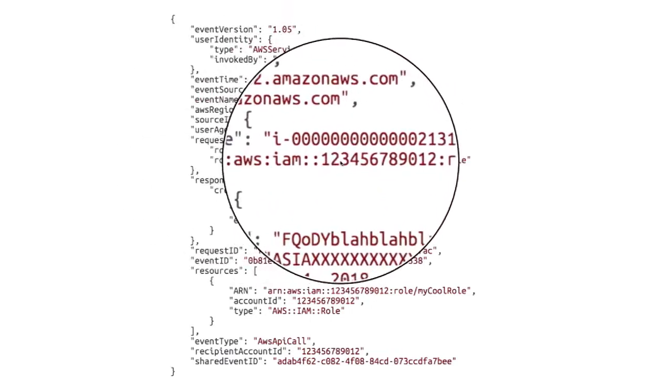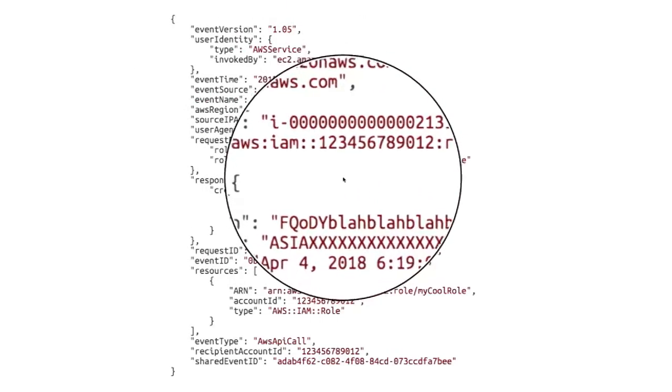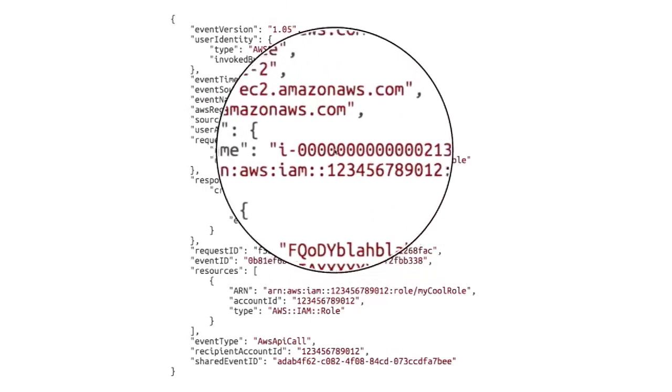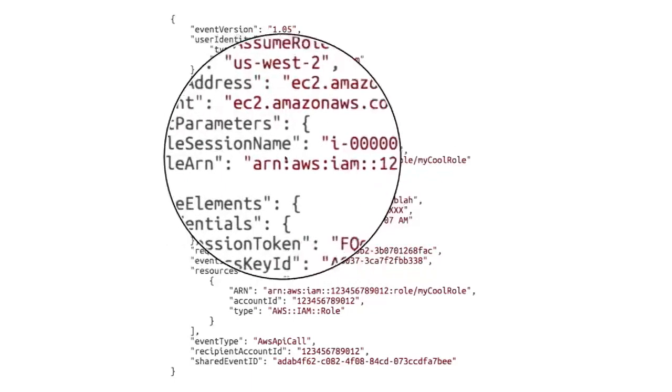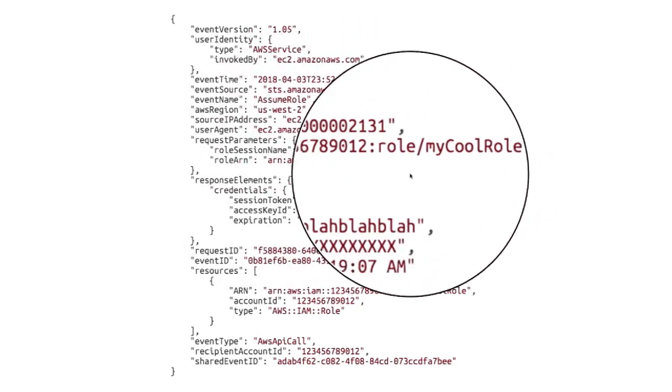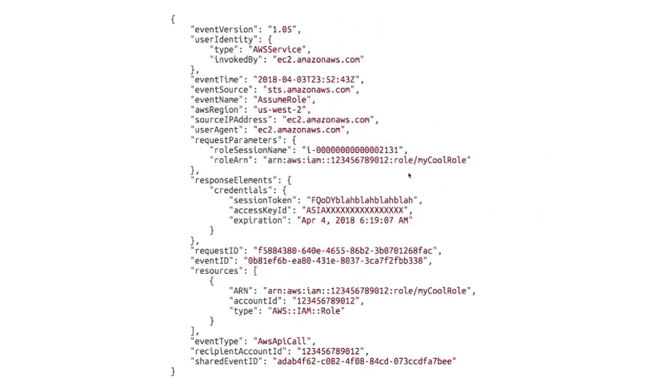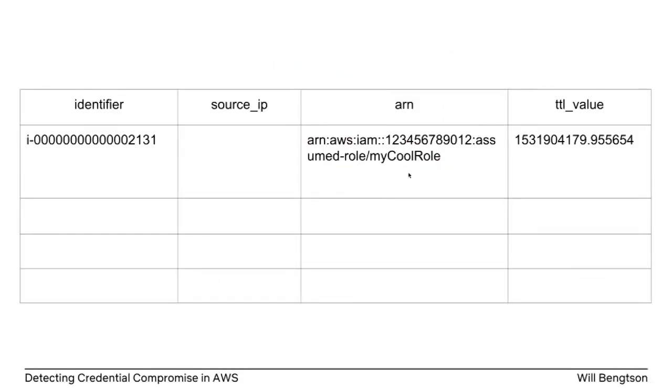So you can track the temporary credential down to the instance level and know exactly what instance is compromised. From here, we can see that the role that they're assuming is my cool role, and that's what we're going to track on. So if we took this entry and actually went to populate a table, it might end up looking something like this. We leave that source IP blank initially until we actually see the first call.